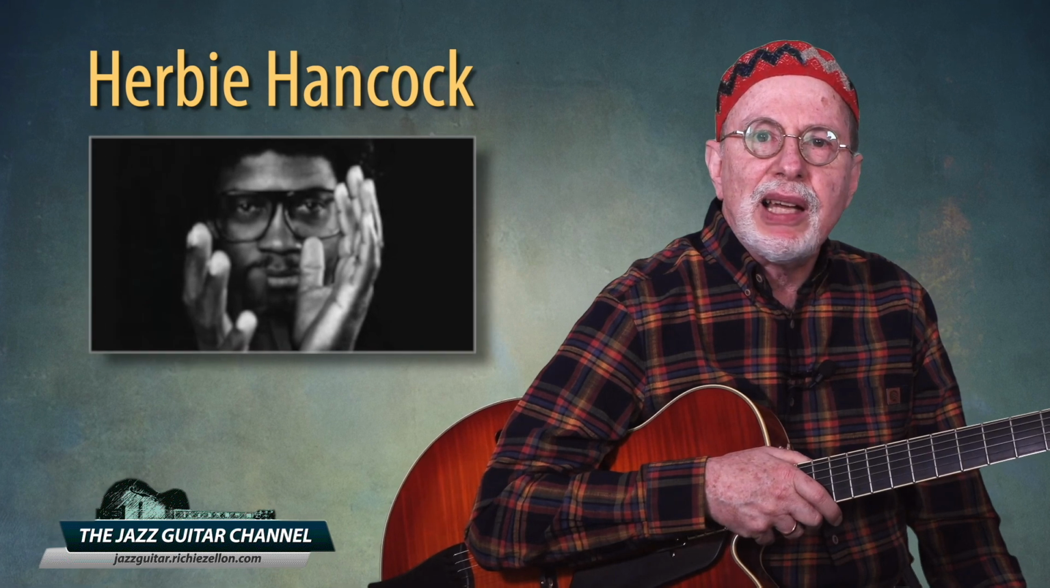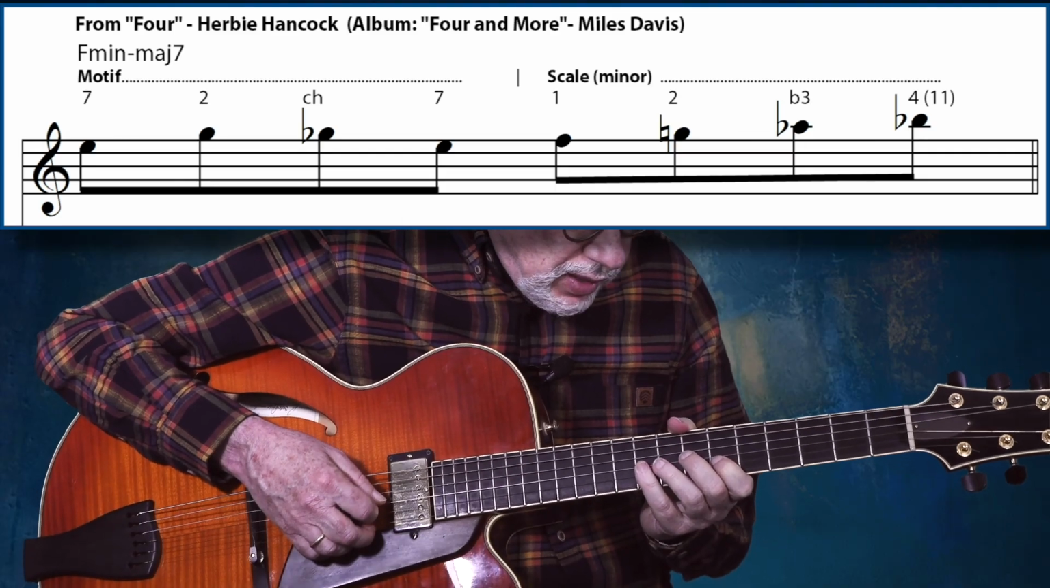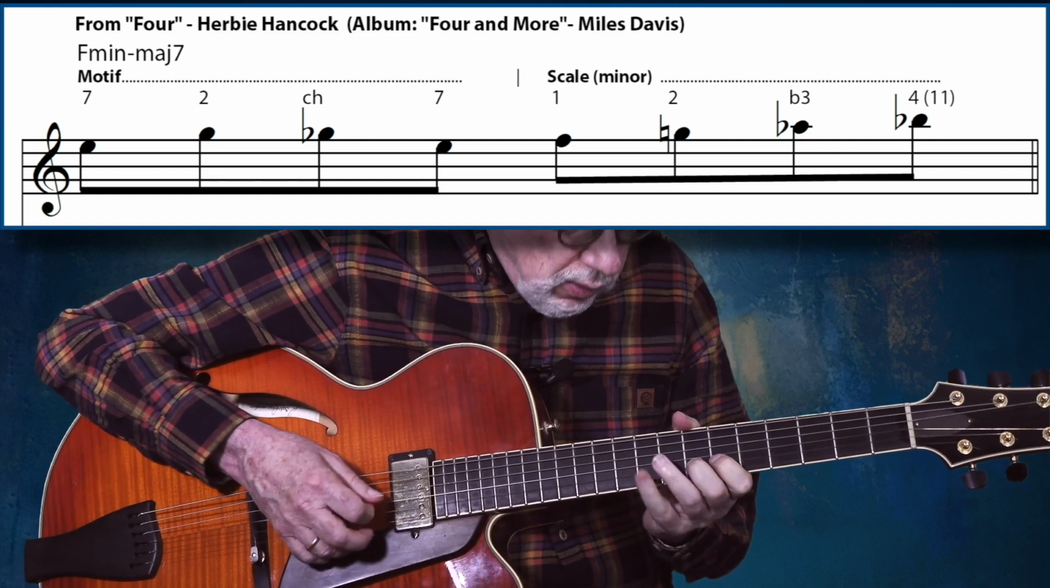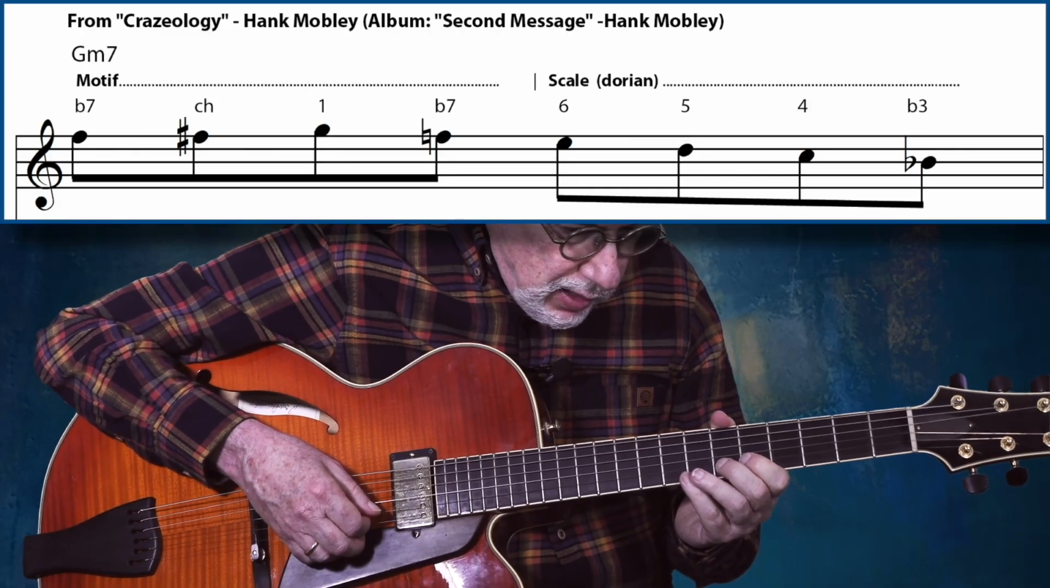And for the 4th variation, let's look at 2 more lines. This first one is by Herbie Hancock and demonstrates the 4th variety. Motif followed by scale. 1, 2, 3, 4. Here's another line showing the same procedure, this time by Hank Mobley. 1, 2, 3, 4.